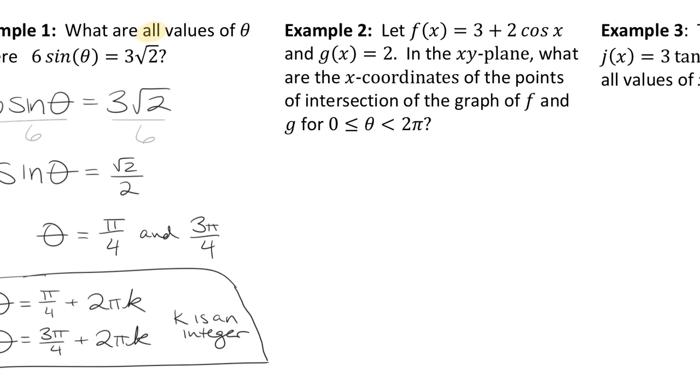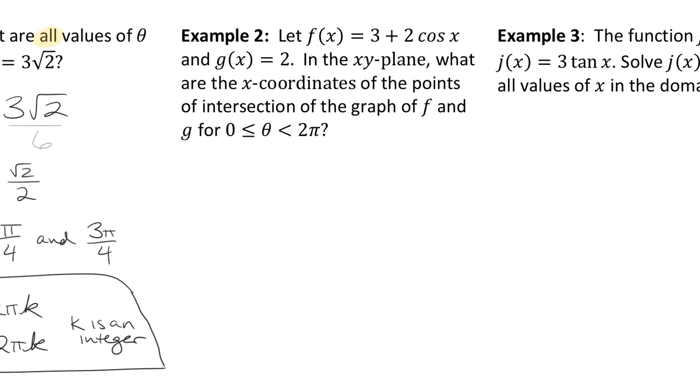Example 2 is a little bit longer in the words, but it's not a different kind of problem. It says, let f of x be equal to 3 plus 2 cosine of x, and g of x equal to 2. In the xy plane, what are the x coordinates of the point of intersections of the graph of f and g for 0 is less than or equal to theta, which is less than 2 pi.